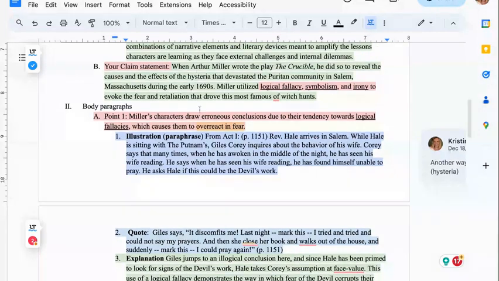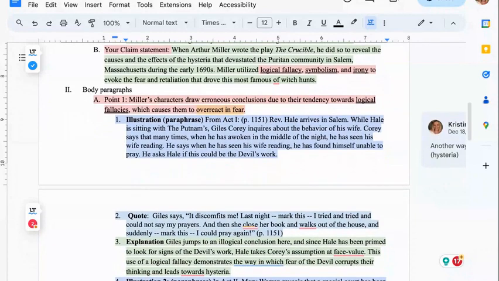And then I'm going to have my claim statement. And my claim statement should focus specifically on the theme that I'm going to be exploring, and then the devices that show how the author got that across. So I've done that here, and I'm highlighting for you for demonstration purposes that the points that I'm going to make in my body paragraphs are part of my claim statement to start off with. So for this example, I used logical fallacy, symbolism, and irony as my three devices that show how he developed a theme.